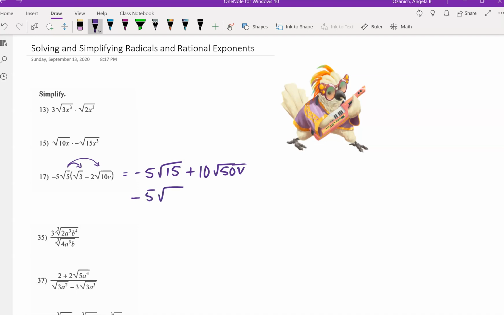The root 15 is not going to simplify, of course. And 50 is going to be the square root of 25 times the square root of 2. So we're going to have a 5 on the outside and a root 2b on the inside. And then this is probably going to be as far as you can take a problem like this. Unless you have a square root that is the same value underneath, you're not going to be able to do any addition or subtraction. Okay, so something like that is how that one rolls out.